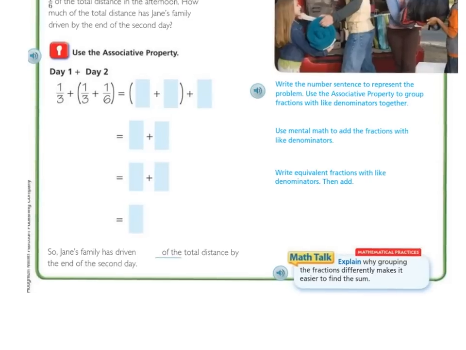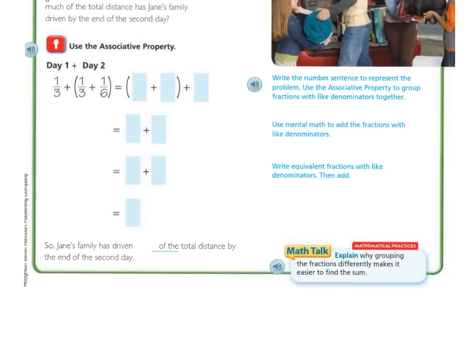So let's use the associative property. So we have 1/3 plus 1/3 plus 1/6. Well, if I put my 1/3s here, it'll be easy to add them, right? So if I move my parentheses there instead, and then I have my 1/6 on the end. So then I have 2/3 plus 1/6.